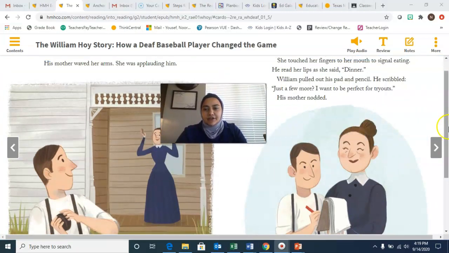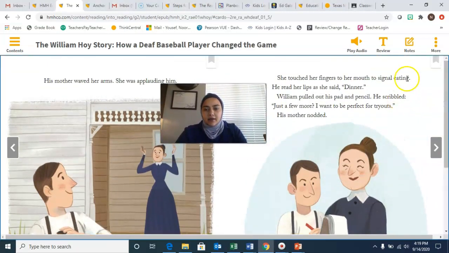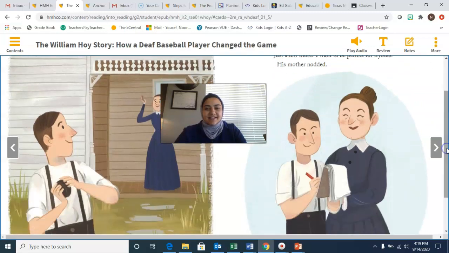She touched her fingers to her mouth to signal eating. He read her lips as she said, "Dinner." William put out his pad and pencil. He scribbled, "Just a few more. I want to be perfect for tryouts." His mother nodded.